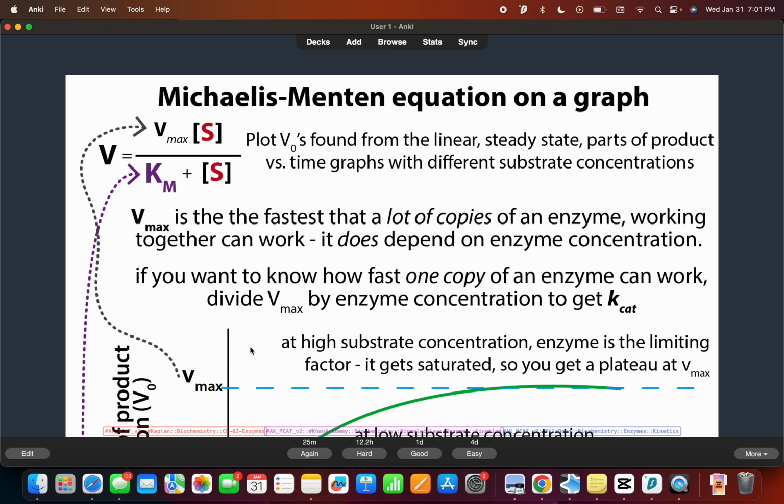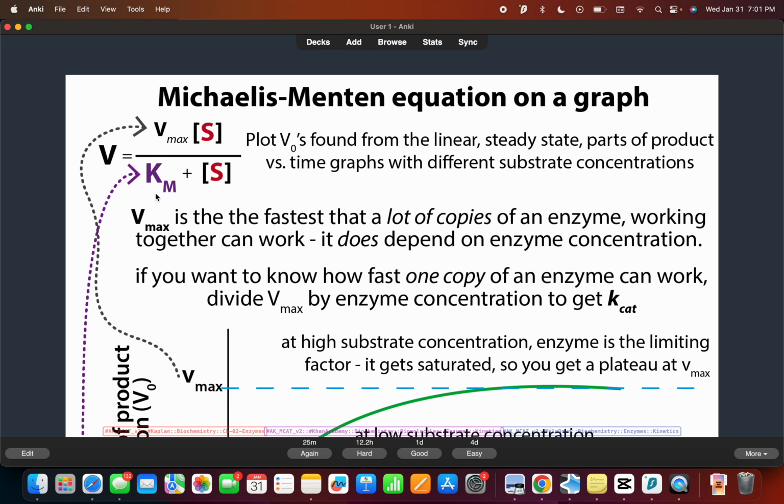So the equation is that the initial velocity of the reaction we're talking about here, I believe. So V equals Vmax times the substrate concentration over the Michaelis constant, Km, which is the concentration of the substrate at half of Vmax, plus the substrate concentration. So plot V naught found from the linear steady state parts of product versus time graphs with different substrate concentrations.